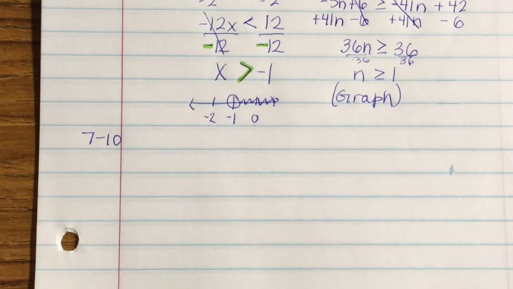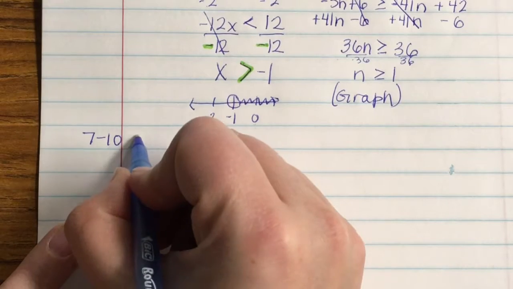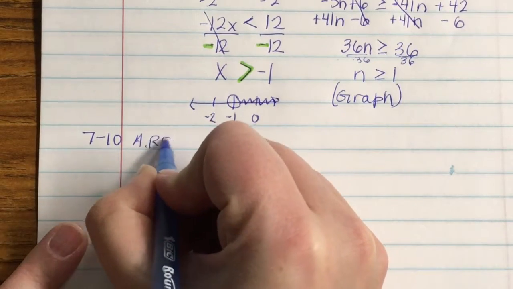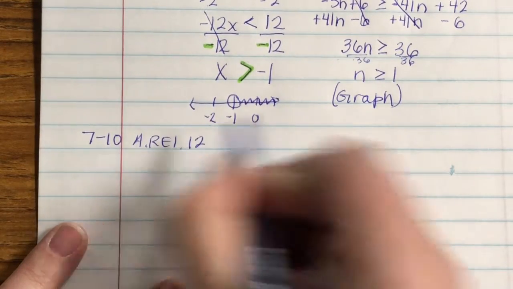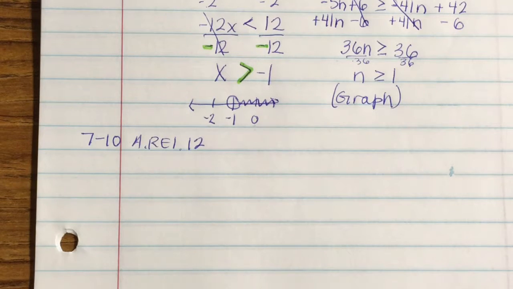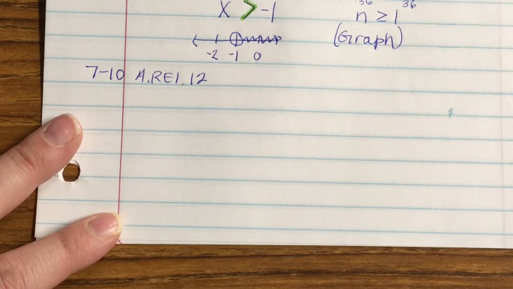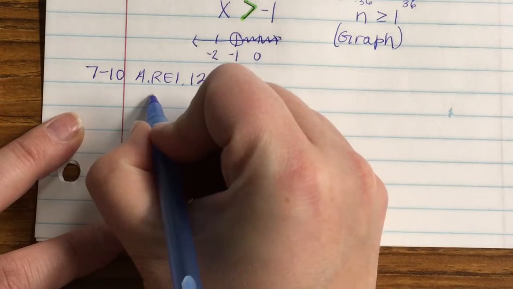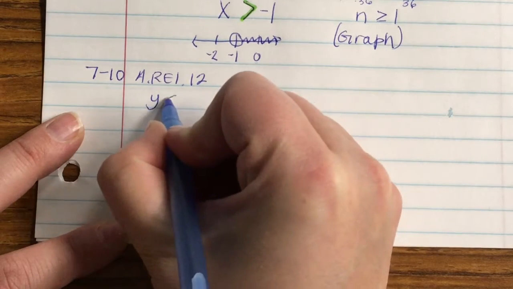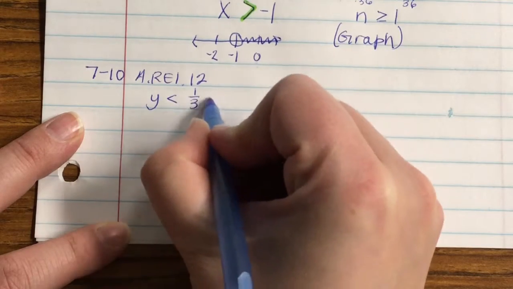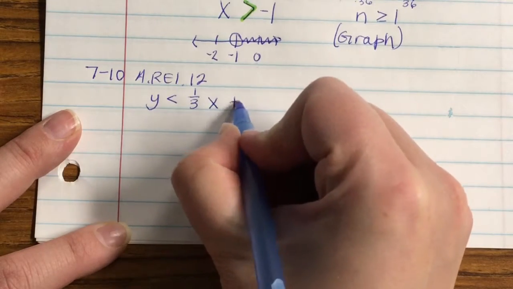And if you want to, do you guys want to know what standard it is, or do you not care? Because this last standard is AREI 12. Okay. Oh, you don't know. So this is the graphing things. This is where you're graphing the line and shading above or below. So here's an example. Y is less than 1/3 x plus 2.